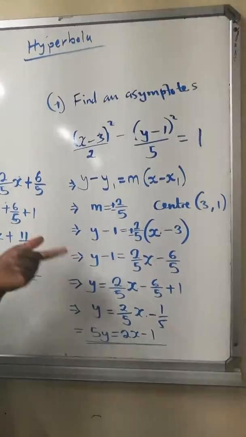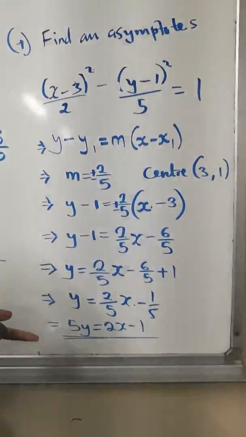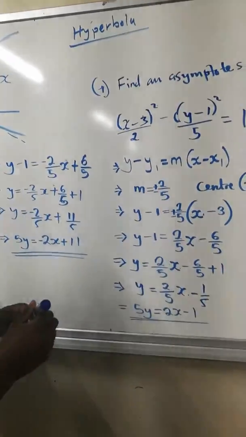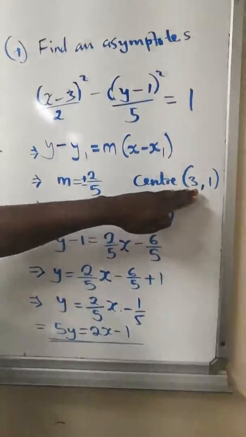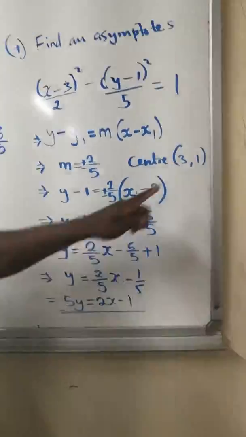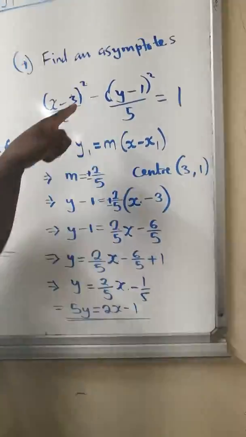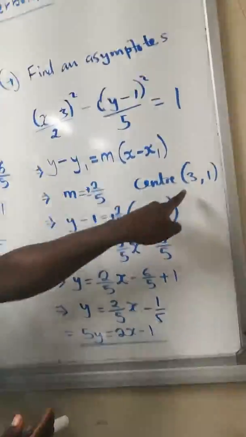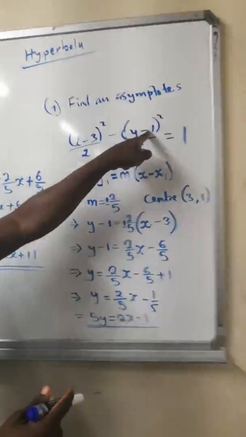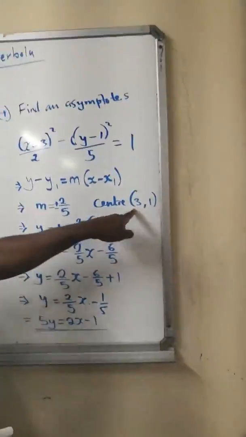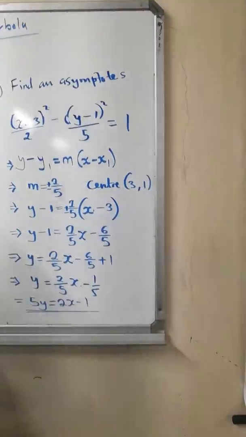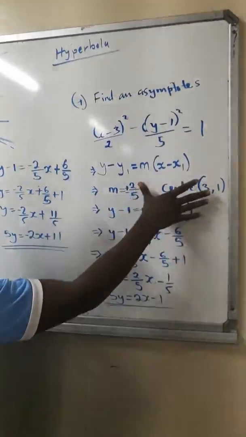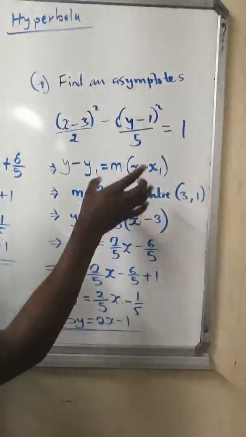The other important thing we need to identify is the center. How do I identify our center in this equation? I've written 3, 1: the x-value is 3, the y-value is 1. As you can see here, there is -3, but the center will be 3, so you just change the sign. Here it's -1, it will be positive 1. So at least we have identified two important things we need to know: gradient and center.